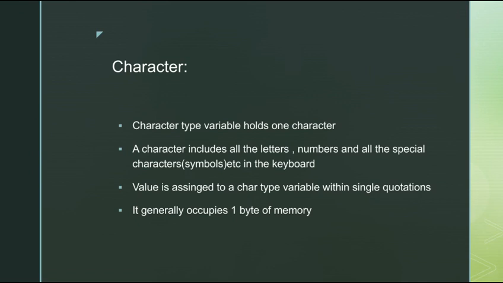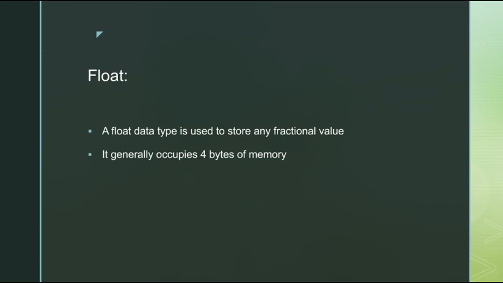So integers are whole numbers. Generally, an integer occupies 2 bytes of memory. Character type variable holds one character. A character includes all the letters, numbers, and all the special characters that are there in the keyboard. Value is assigned to a character type variable within single quotations. It generally occupies 1 byte of memory.